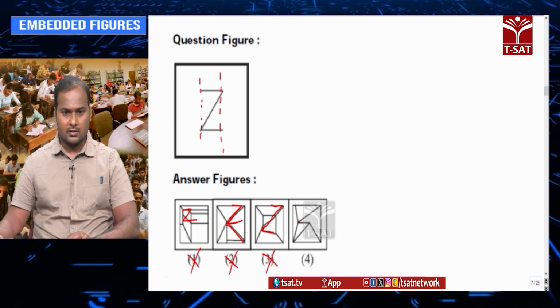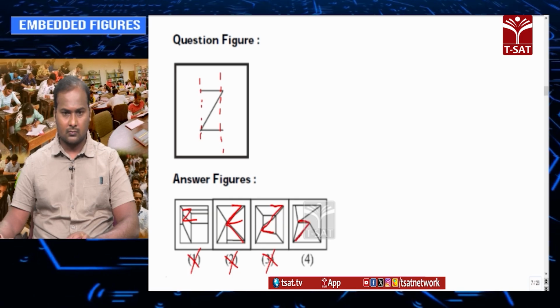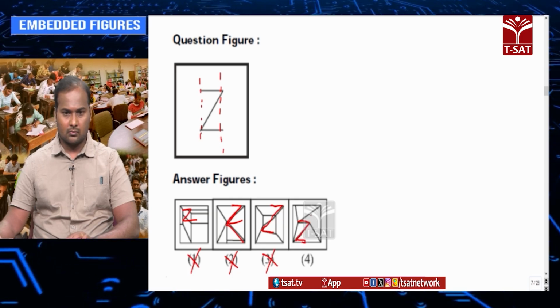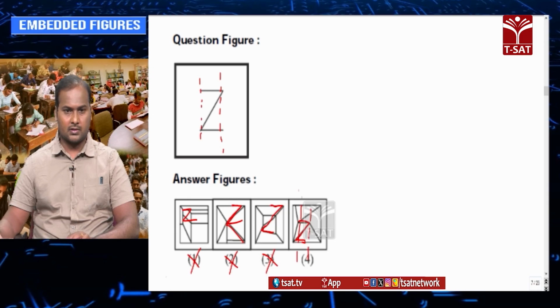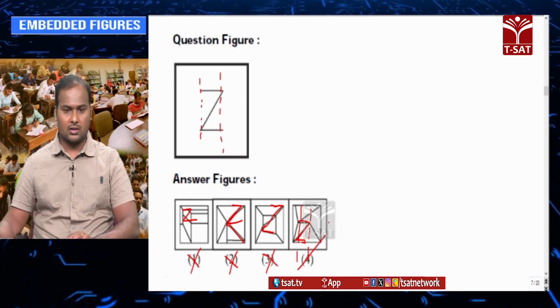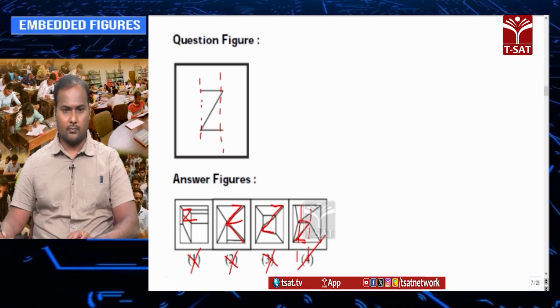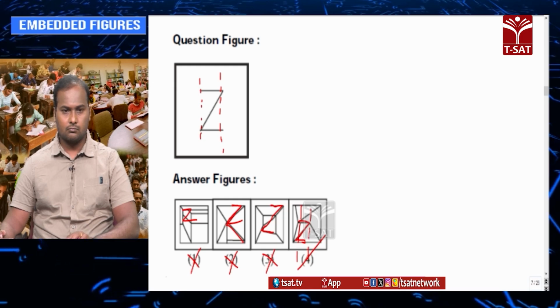Come to option 4. Yes, you can see here, a little bit closer. So directly I can represent it with these two lines as well. So the answer is option 4. Directly we can say this one.